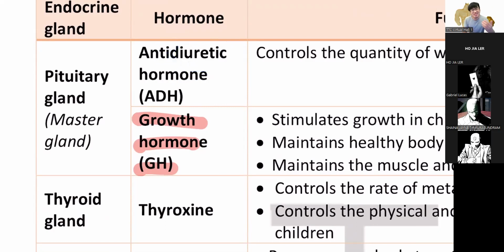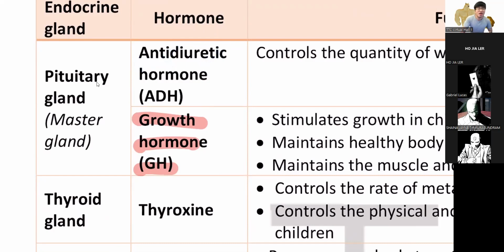So what is the antidiuretic hormone? As the name says, it stops you from peeing. You see, alcohol is a diuretic. A diuretic makes you pee. An antidiuretic stops you from peeing. So it's the opposite. You might say, sir, why do we need to stop peeing?